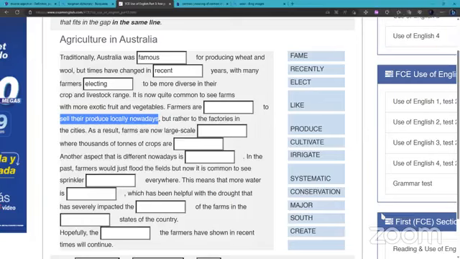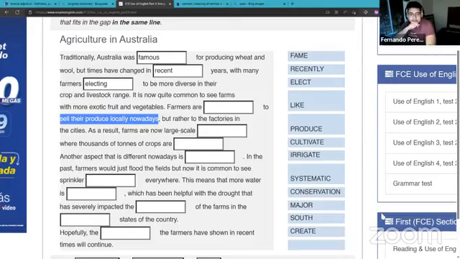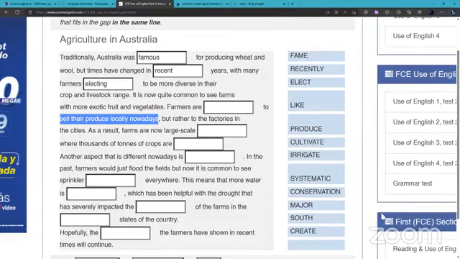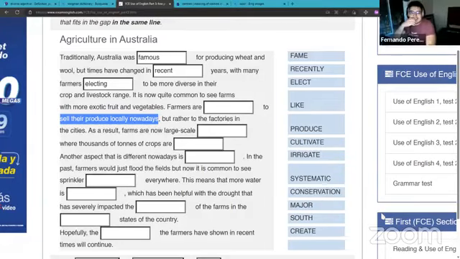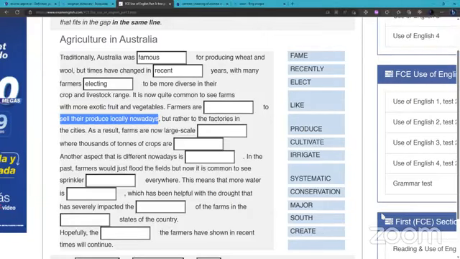Sorry, could you repeat that part? I have some trouble with my internet. Yes, of course. Because farmers now, let's say, now it's more usual that they sell their products locally. It's more usual. More usual, okay. That's as a reference of the word that you need, but rather to the factories in the cities. No, more common.